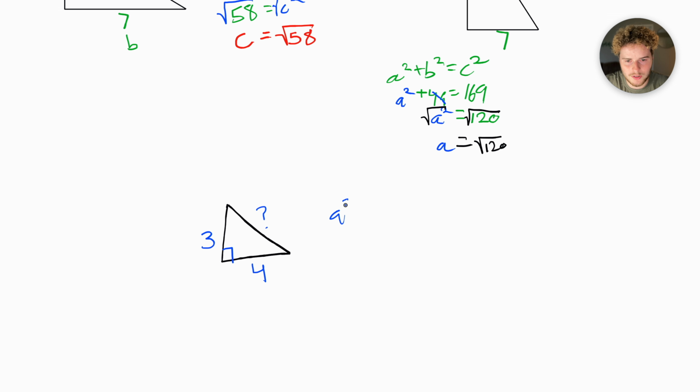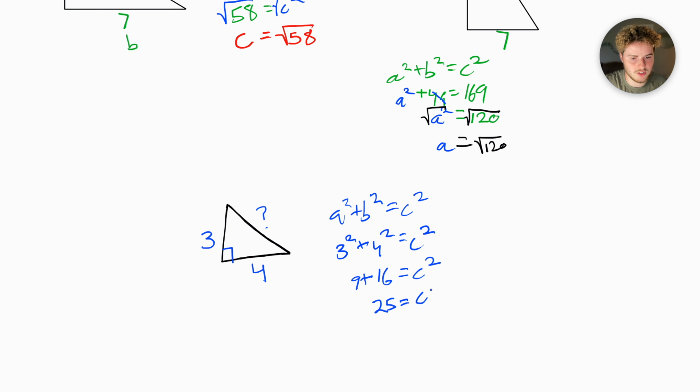So we know that a squared plus b squared equals c squared. We know that a is 3, so 3 squared, b is 4, 4 squared equals c squared. 3 squared is 9, 4 squared is 16. Then we got c squared on this side. 9 plus 16 is 25. Set that equal to c squared. And now we take the square root of 25. So we can say c equals the square root of 25, which equals 5.